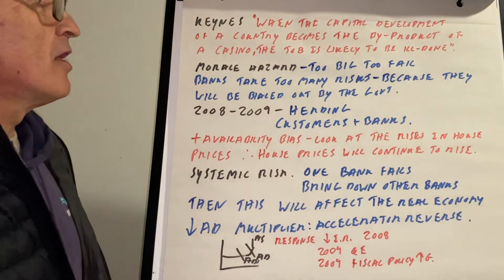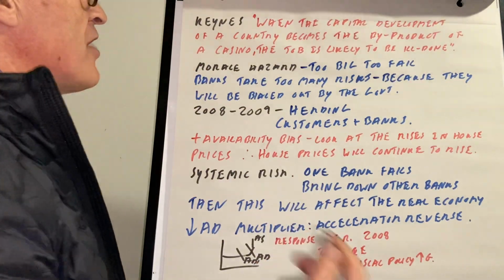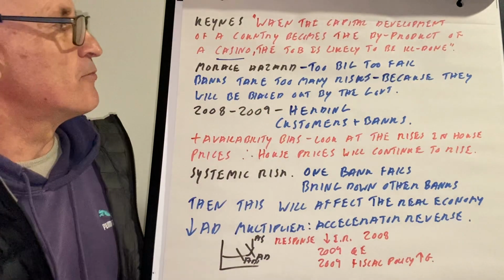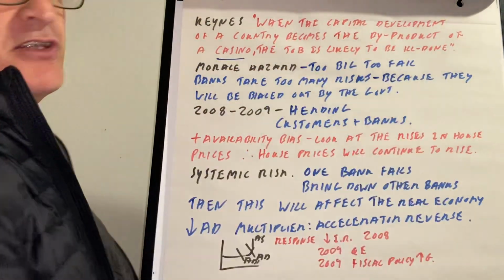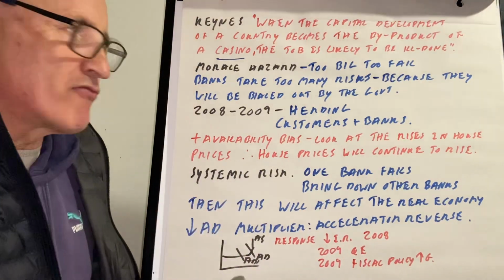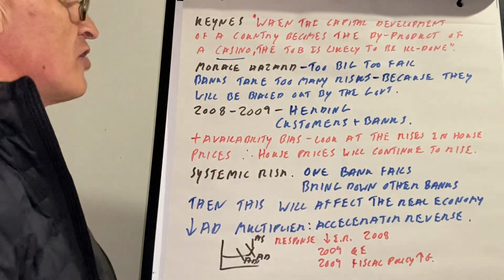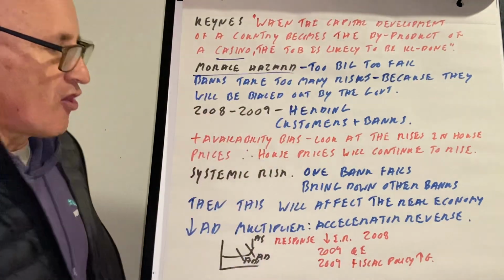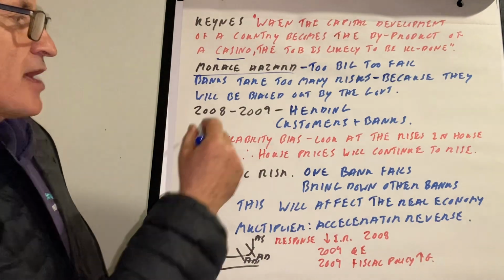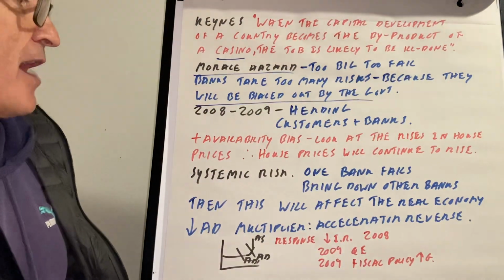So Keynes said, when the capital development of a country becomes a byproduct of a casino, the job is like to be ill done. Which basically means if banks start acting and take too many risks, then it will not serve the country well. Dealing with the concept here of moral hazard. Moral hazard is too big to fail.